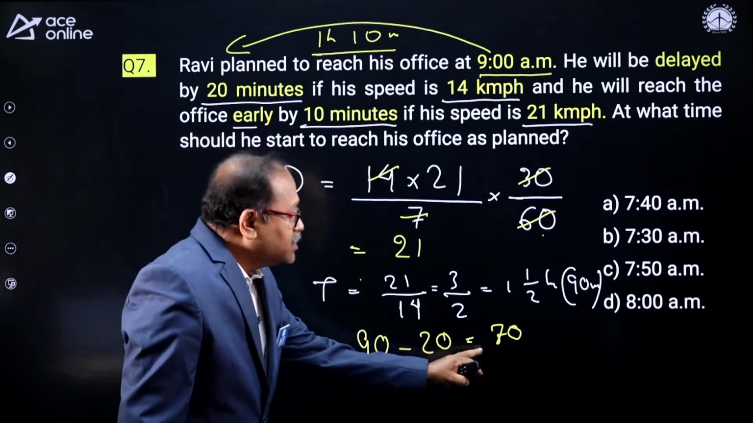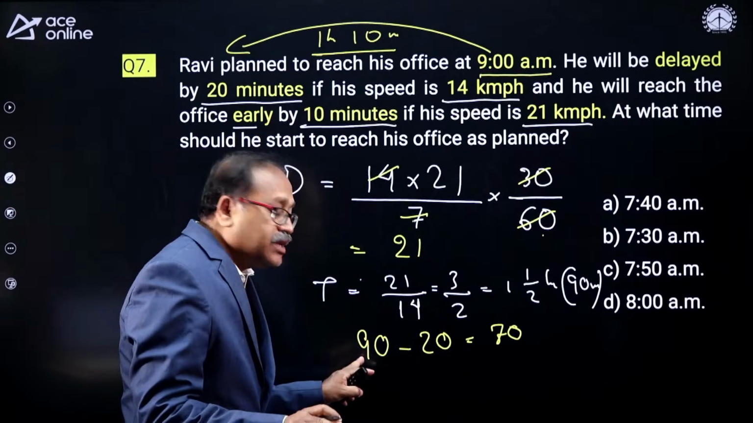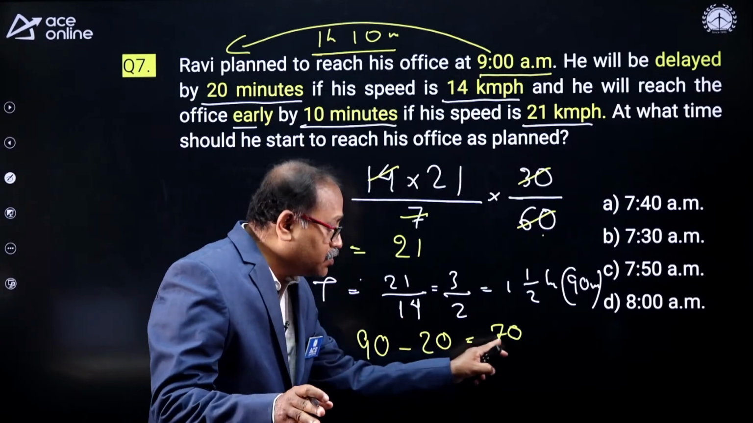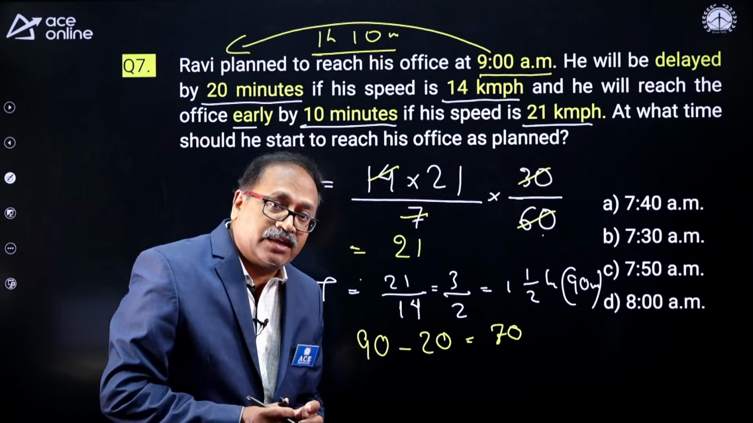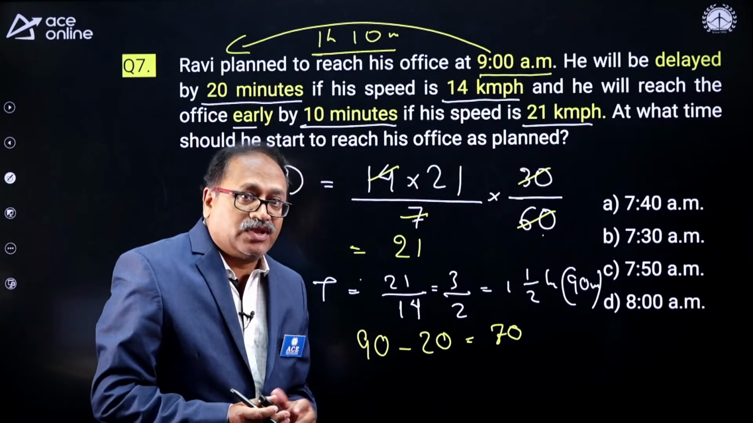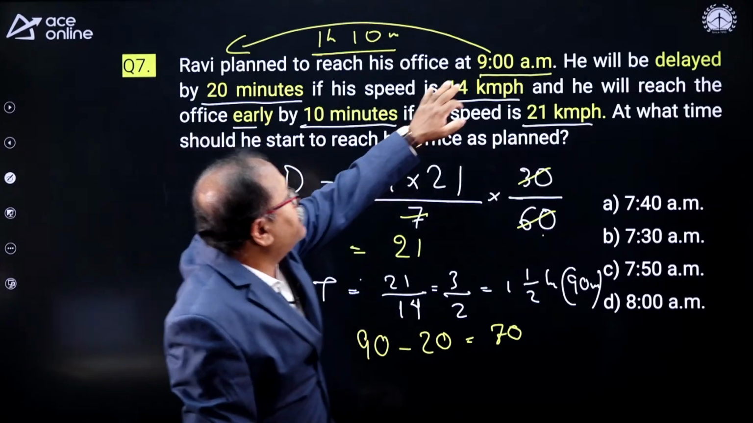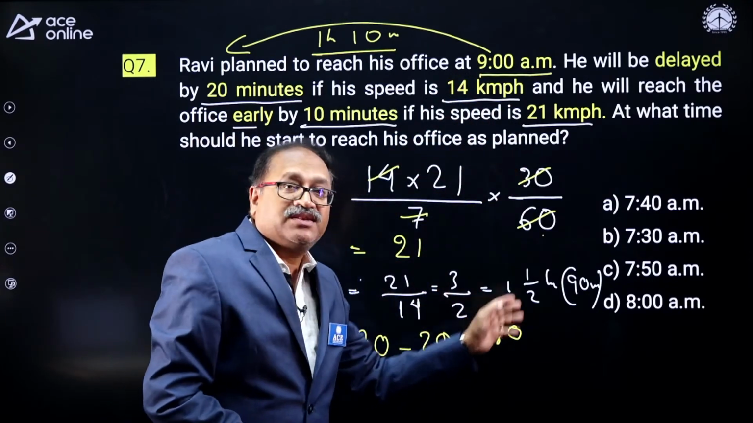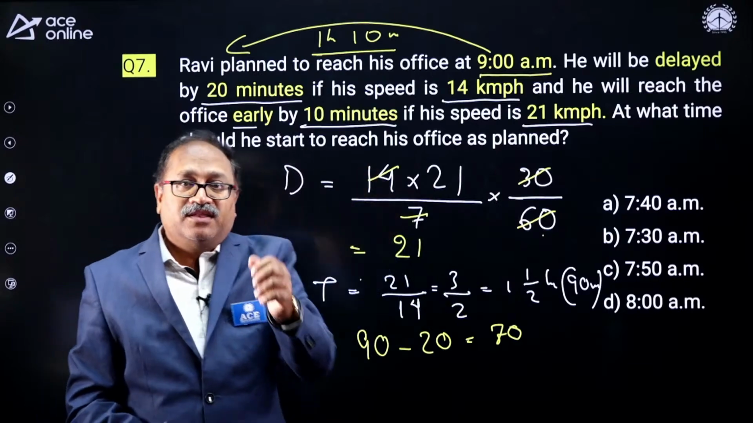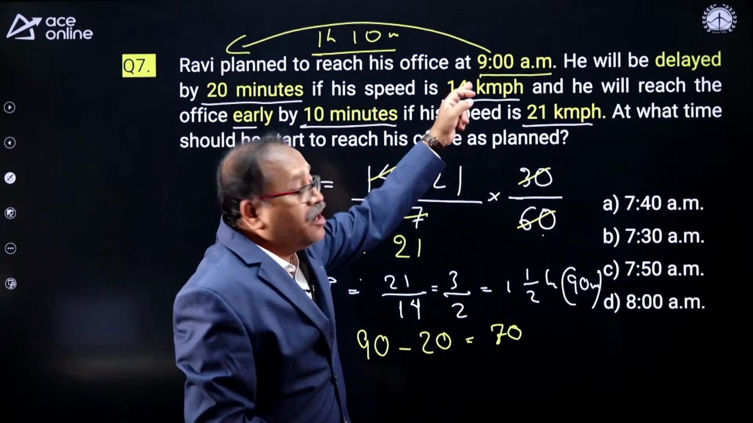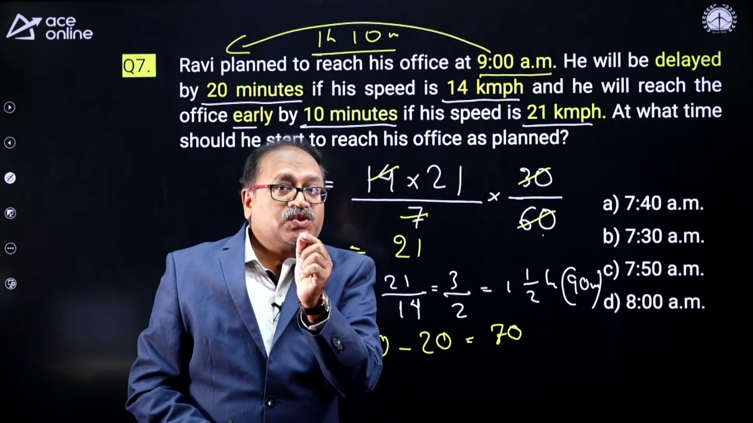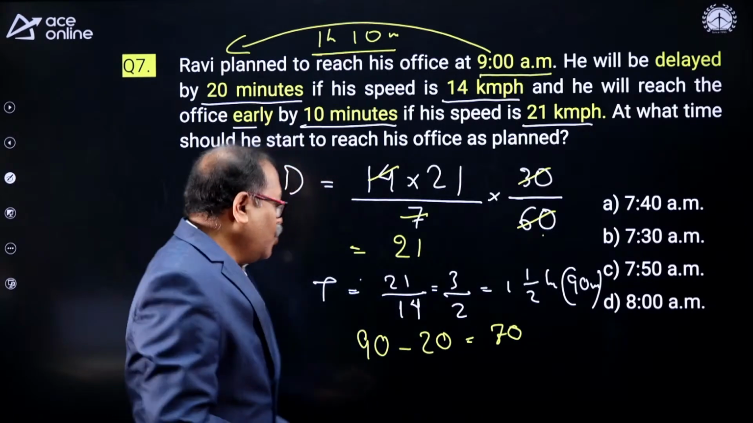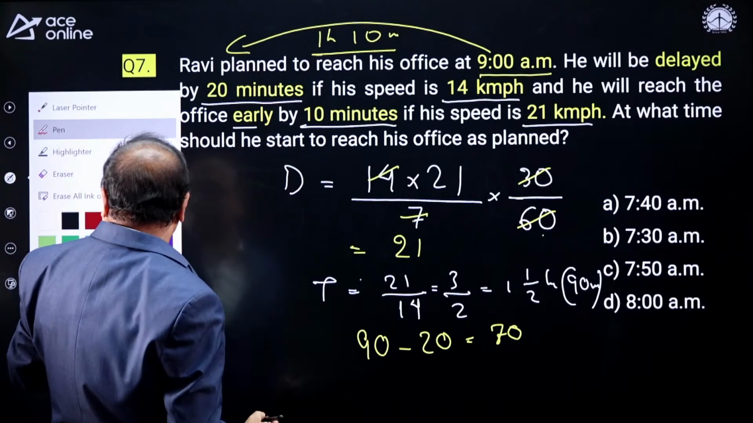Now you know that 70 minutes is the right time because he is taking 90 minutes when he is late by 20 minutes. So therefore 70 minutes is the time he has to take with the usual speed. So what is that time? 70 minutes before 9 a.m. And that is 1 hour, 10 minutes. Take 1 hour from 9 a.m. That is 8. And then take 10 minutes more. That is 7:50. Hope I am clear to all my friends.